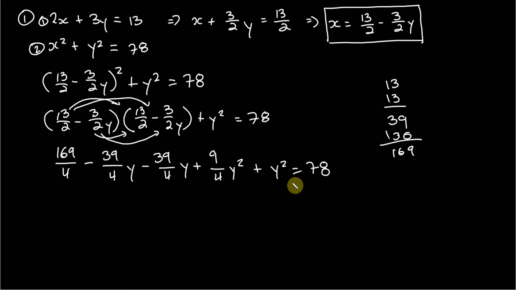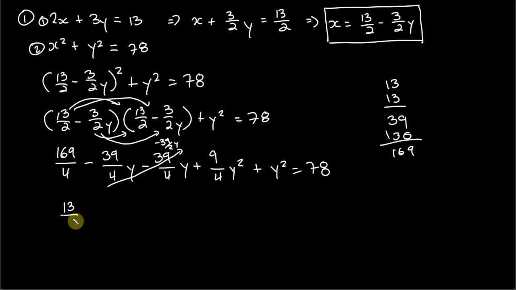Right, now we can collect our like terms and simplify all of this. We've got two y terms here, negative 39 over 4y minus 39 over 4y. That's just going to be minus 39 over 2y. And we have 9 over 4 y squared plus y squared. So 9 over 4 plus 1, that's 9 plus 4, so it's 13 over 4 y squared.